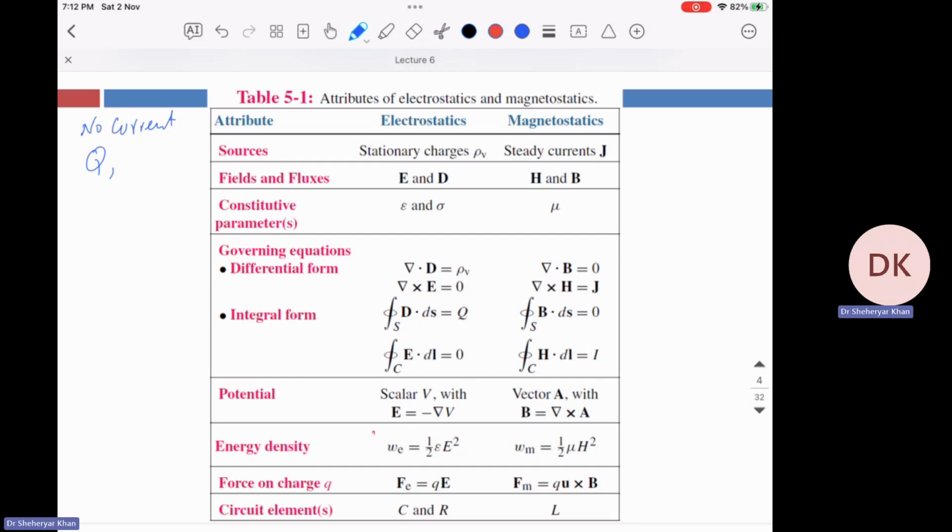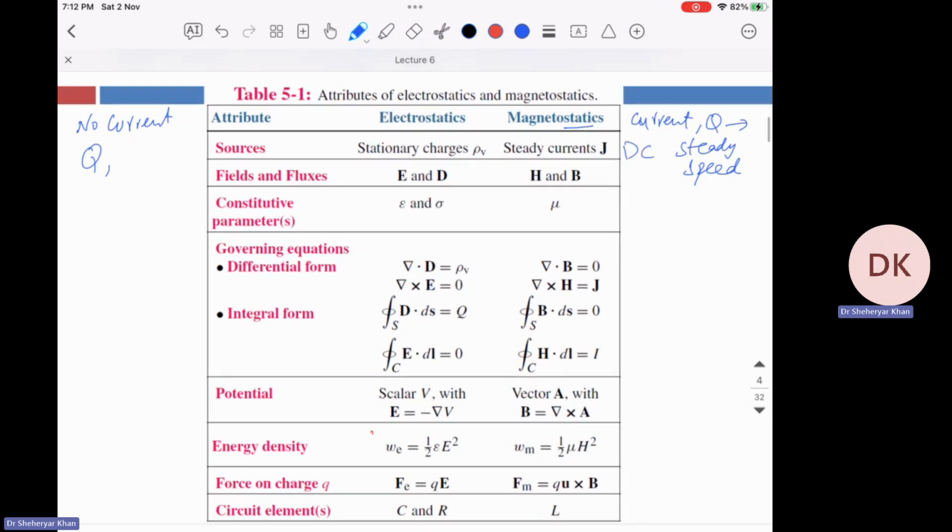Okay. So in magnetostatics, we cannot have rest charges. Otherwise, there is no magnetic field. So in this field, we should have a current, right? That means the charges are moving at a steady speed, right? So technically, that means DC current. That means the current itself is not fluctuating. So current remains constant, right? That's 5 ampere, 6 ampere, 10 ampere. So that's the DC current.